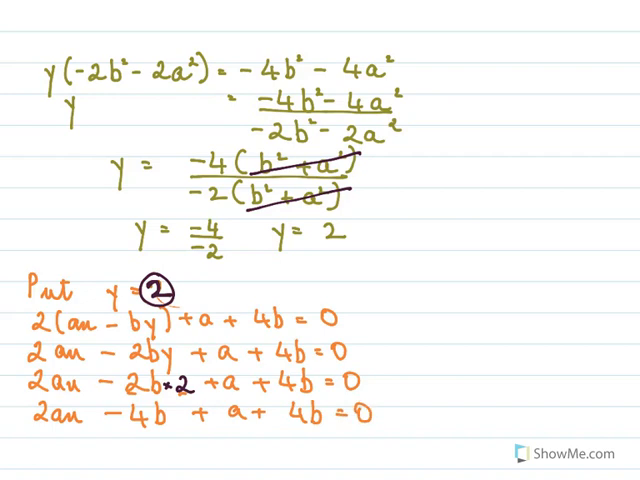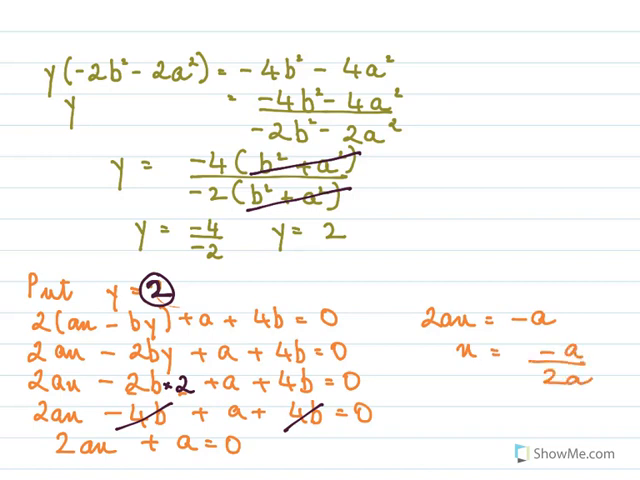Now if you notice here, I can cancel out plus 4b minus 4b will cancel out. So I get 2ax plus a equal to 0. So 2ax equal to minus a. So x equal to minus a over 2a. So my x will be equal to minus 1 by 2. We saw my x was minus 1 by 2 and the y was equal to 2.